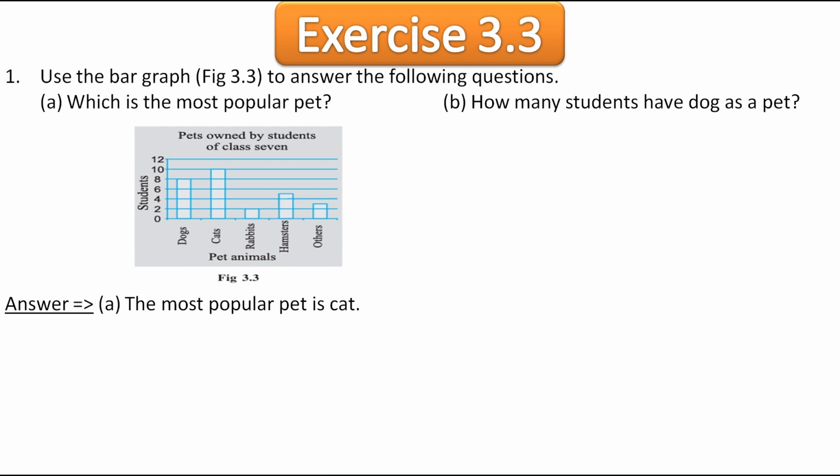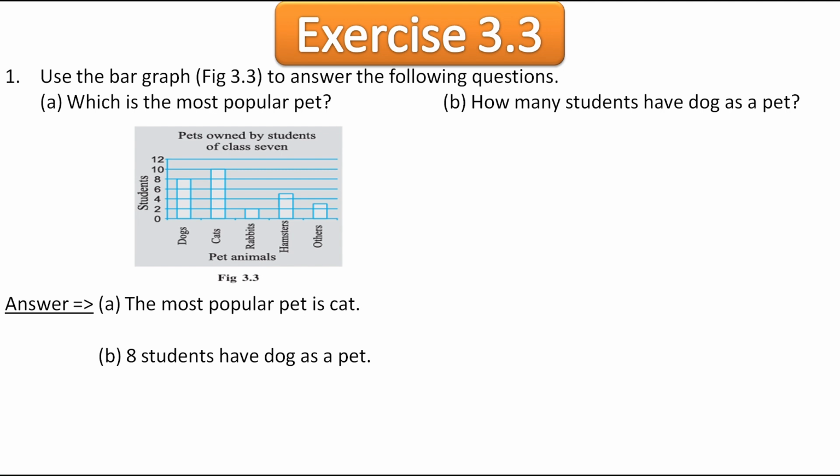Now the second question is, how many students have a dog as a pet? Just now I told you that the bar above the dog is touching the number 8. That means 8 students own a dog. So the answer for the second question is: 8 students have a dog as a pet.